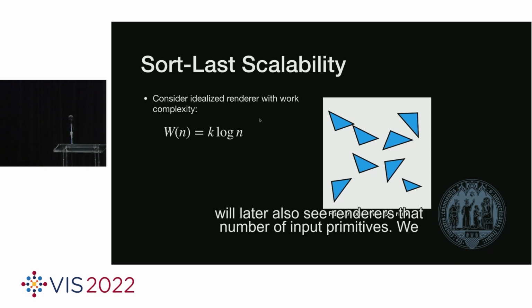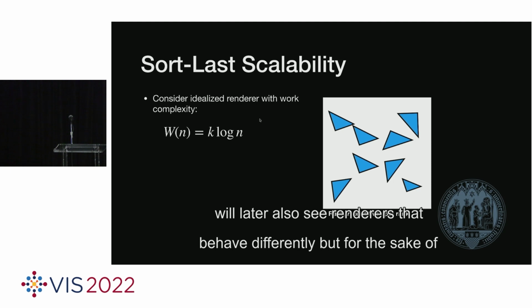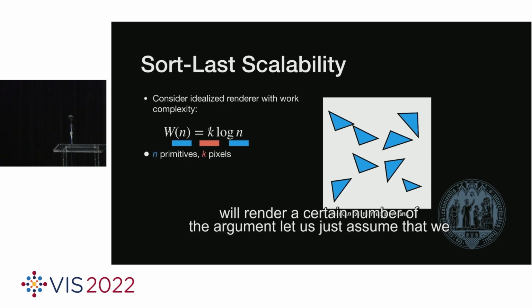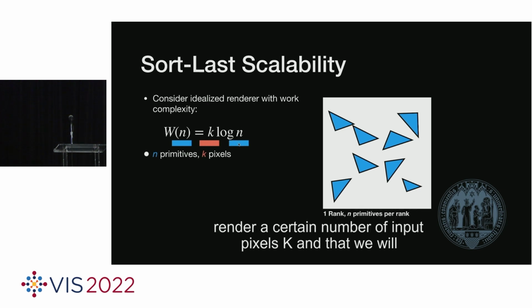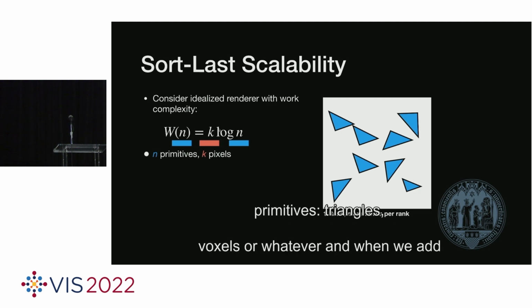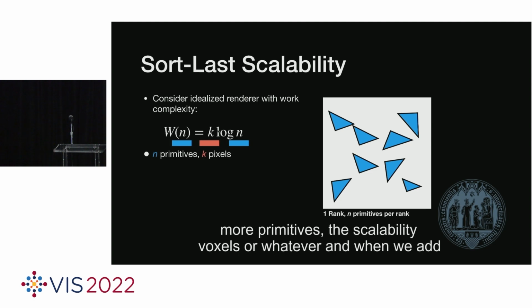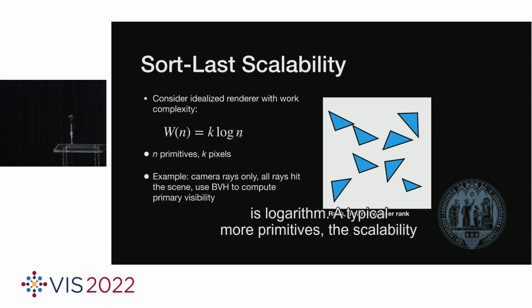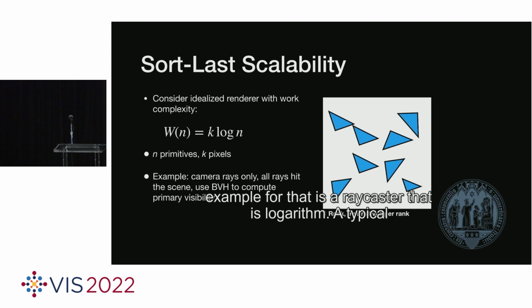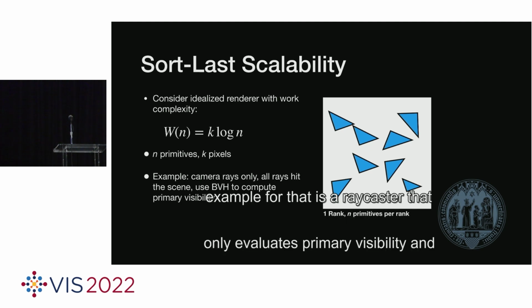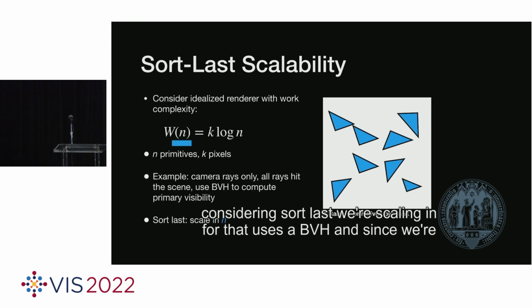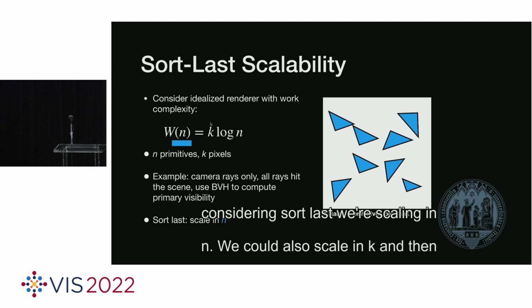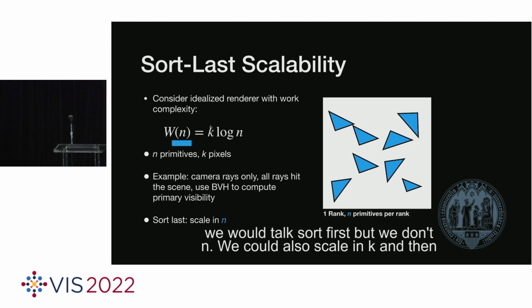We will later also see renderers that behave differently, but for the sake of the argument, let us just assume that. We will render a certain number of pixels, k pixels, and a certain number of input primitives, triangles, voxels, whatever. When we add more primitives, the scalability is logarithmic. A typical example is a raycaster that only evaluates primary visibility and uses a BVH. Since we're considering sort last, we're scaling in n. We could also scale in k, and then we would talk about sort first, but we don't do that.